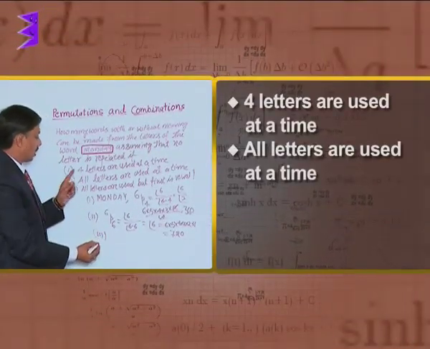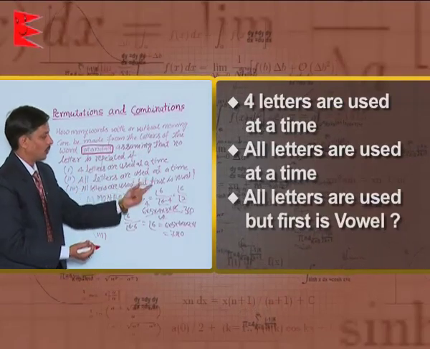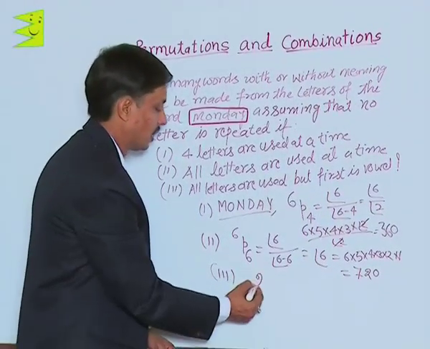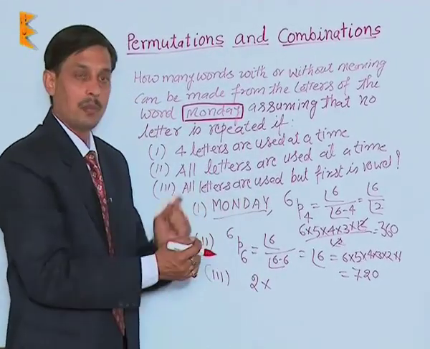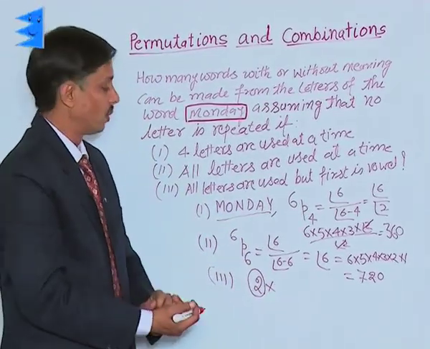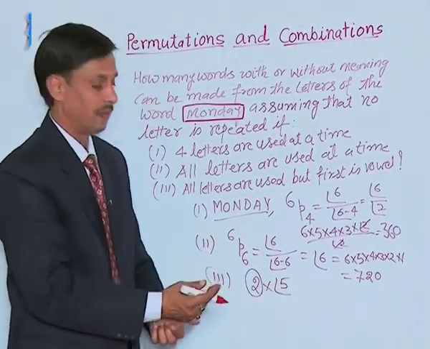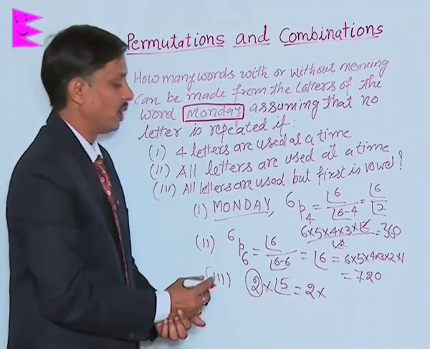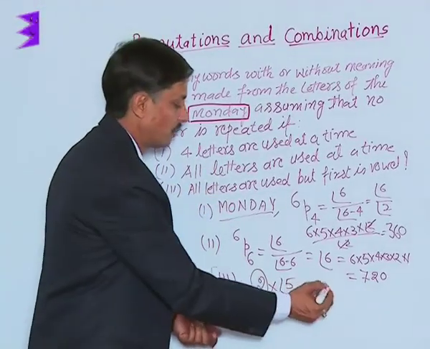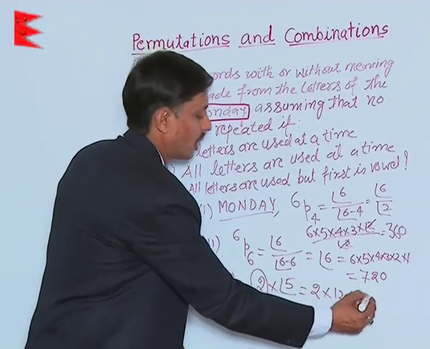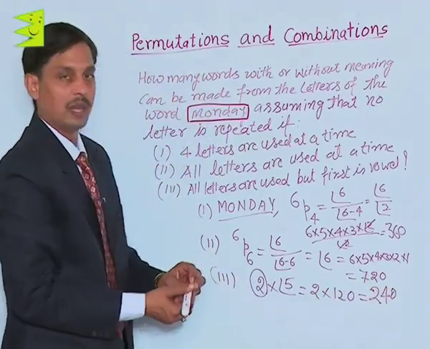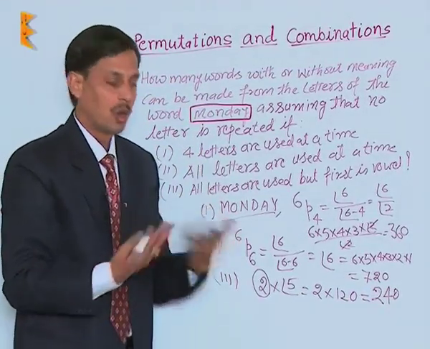Then the third part, all letters are used, but with the condition that the first is a vowel. In writing of Monday, we have 2 vowels. So the first letter can be chosen in 2 ways. Then we have 6 letters, but out of these, one is used in fixing the first position of the word to be formed. So how many positions are left? 5. So 2 into factorial 5, that means 5 into 4 is 20, into 3 is 60, then into 2 is 120. So ultimately it is 120 into 2. Answer is 240.